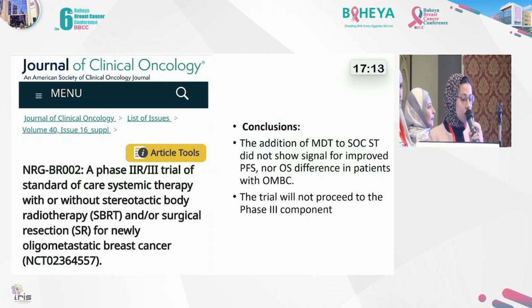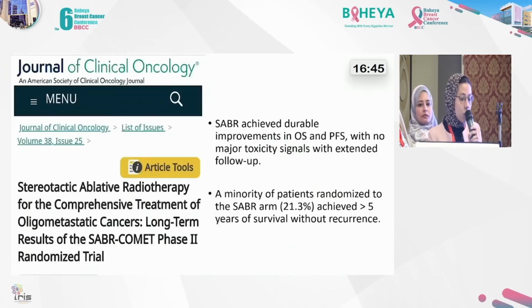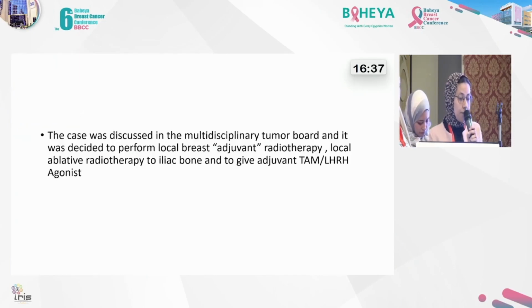But there is another study about stereotactic body radiotherapy. That study didn't show any improvement of progression-free survival and overall survival, so the phase 3 trial of this study was omitted. There are also many studies done for oligometastatic disease as a whole, but the SABR-COMET trial included breast cancer, and it showed durable improvement in overall survival and progression-free survival with minimal side effects.